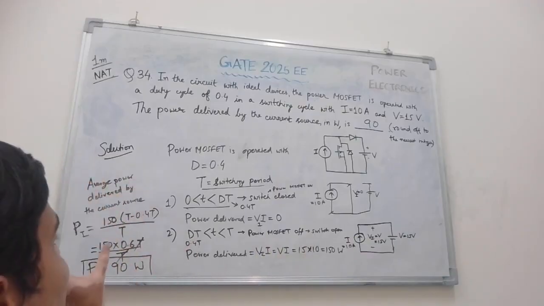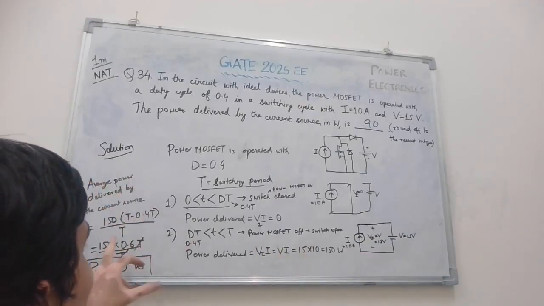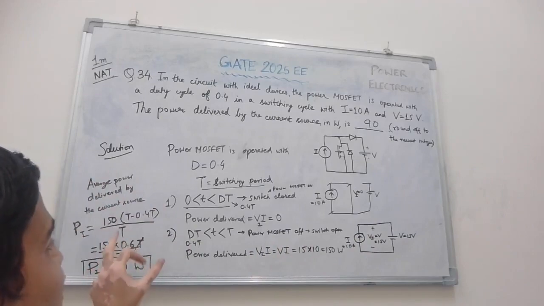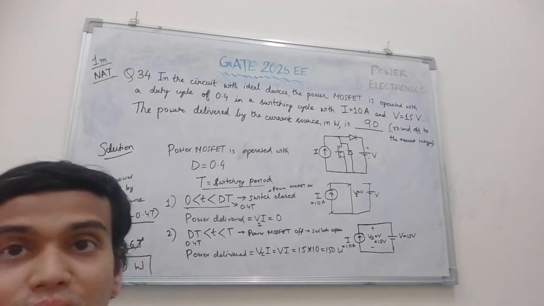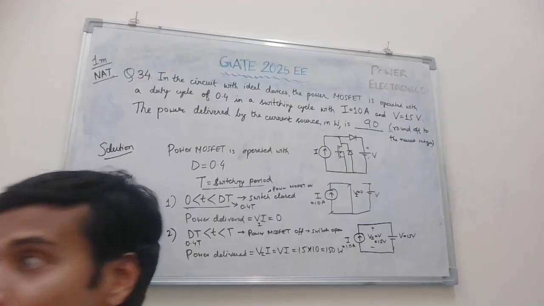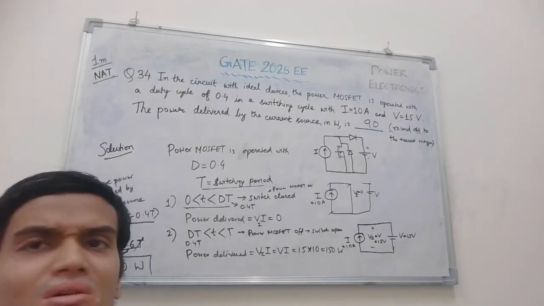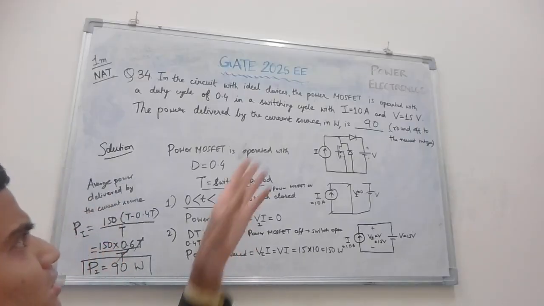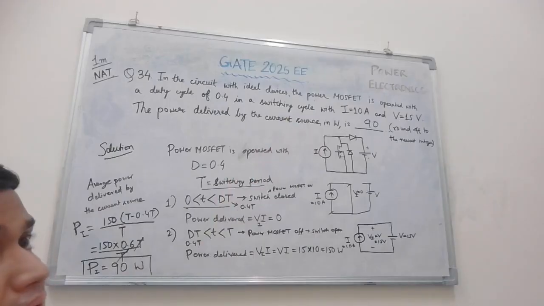For the complete cycle, we then calculate the total energy and divide by the switching time period, this t, and we got the average power delivered by the current source as 90 watt. The solution is clear and comprehensible. Very basic. I have tested the very basics of the switching power semiconductor devices and power MOSFET.